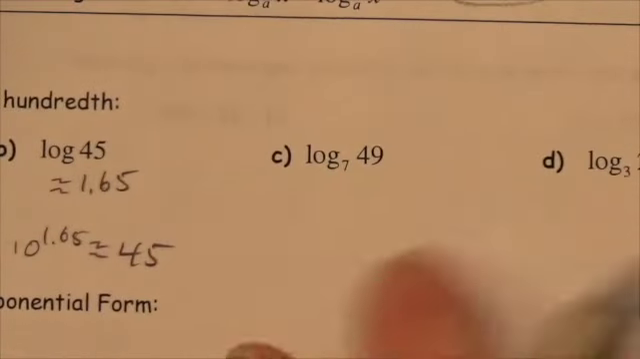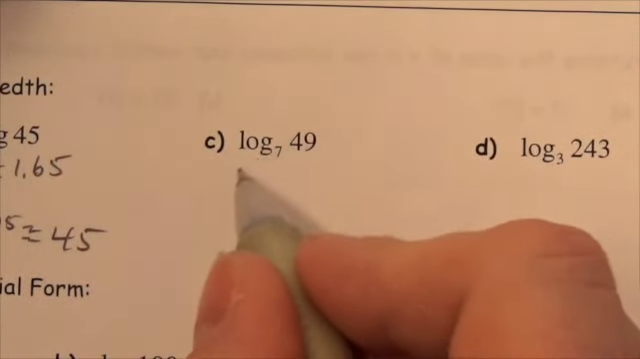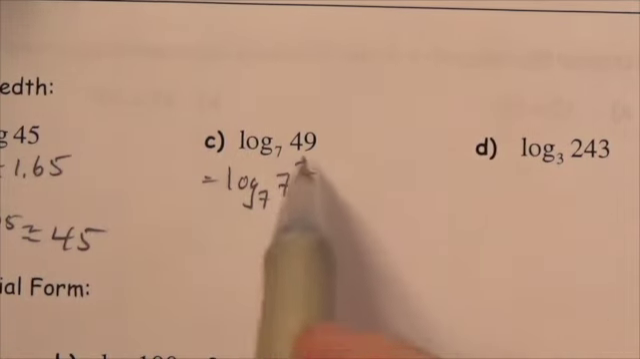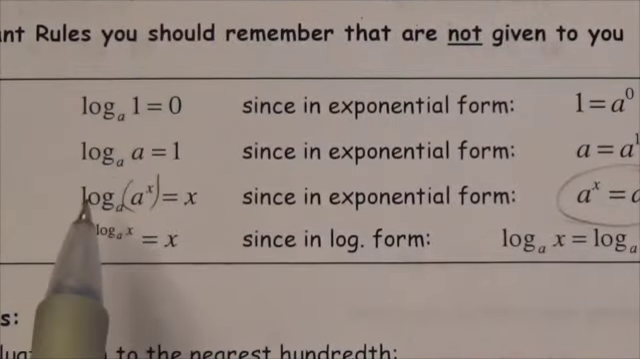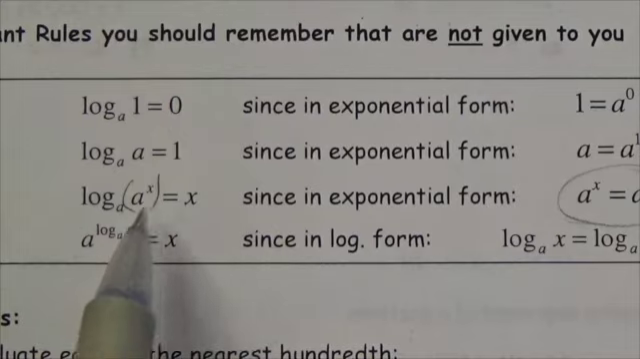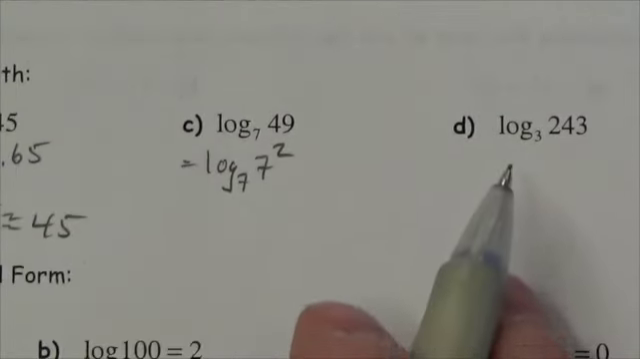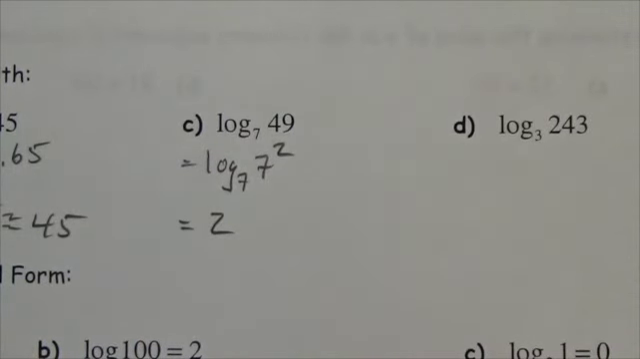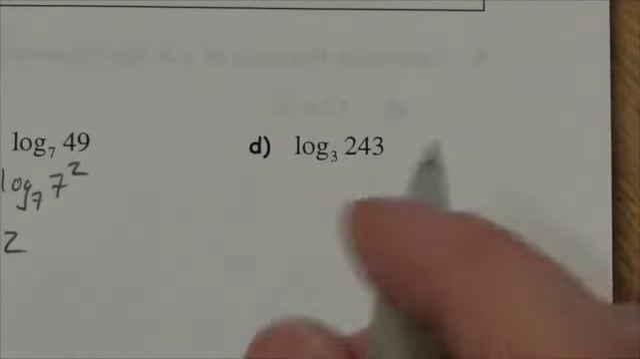Now over here, this is a little different, because notice that I can rewrite 49 as a power with a base of 7. And when that's true, let's slide up here. If you've got log base a of a to the x, so here we go, log base 7 of 7 to the x, this must equal that exponent, so 2. And there you go.